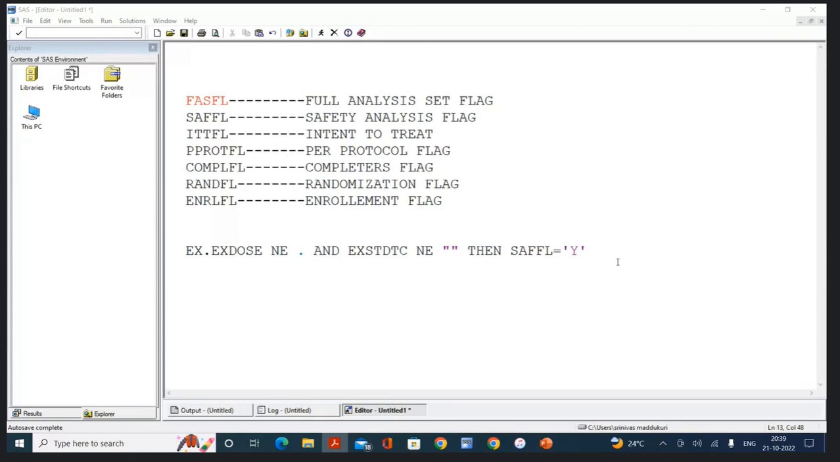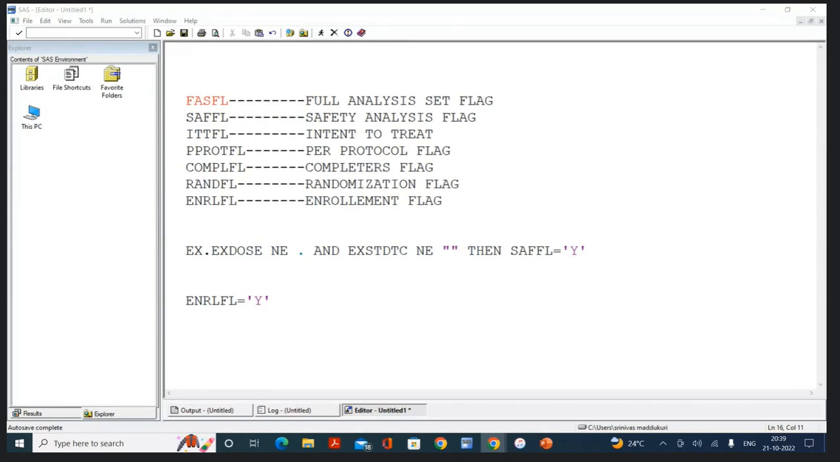Then the next flag that we are going to have is ENRLFL. You tell me what is the common logic that you can get for ENRLFL. Whoever enrolled in the study, for each and every subject we are going to have ENRLFL equal to Y. Whether they passed the screening or not doesn't matter. If any subject enrolled for the study, for that subject ENRLFL is equal to Y.